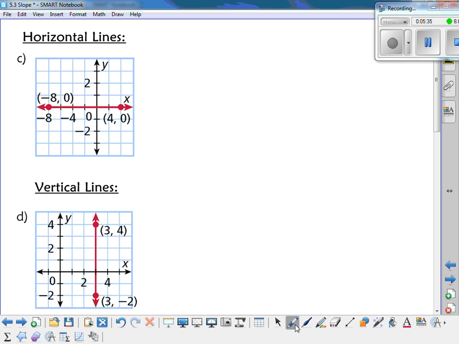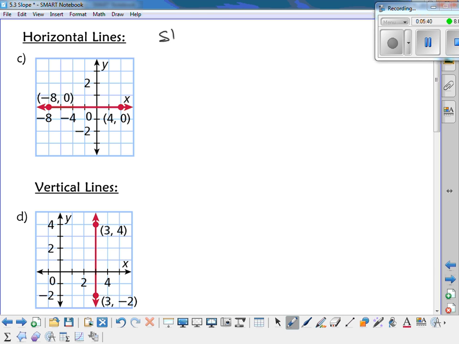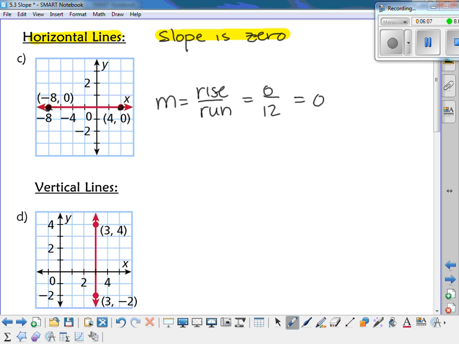Okay, horizontal lines. The thing you need to know about horizontal lines is the slope is 0. Because if you look at it, as I go from this point on the left to this point on the right, did I go up or down at all? No, I didn't. My rise was 0. It doesn't matter that my run was 12. 0 divided by 12 is still 0. So the important thing to remember about horizontal lines is the slope is 0.